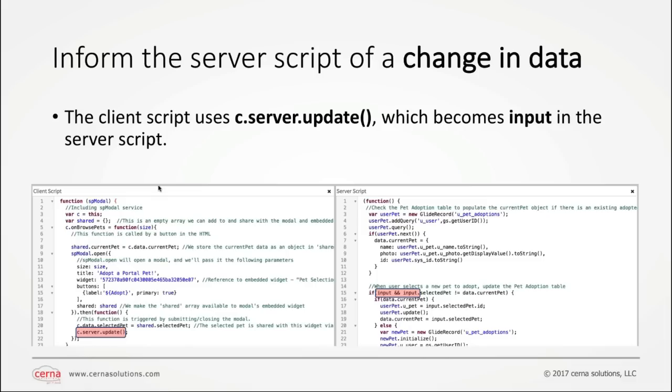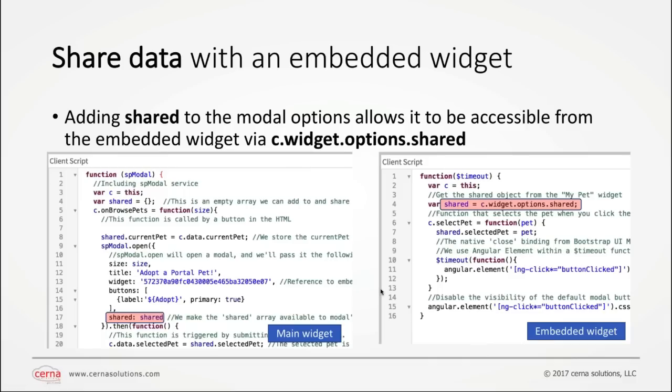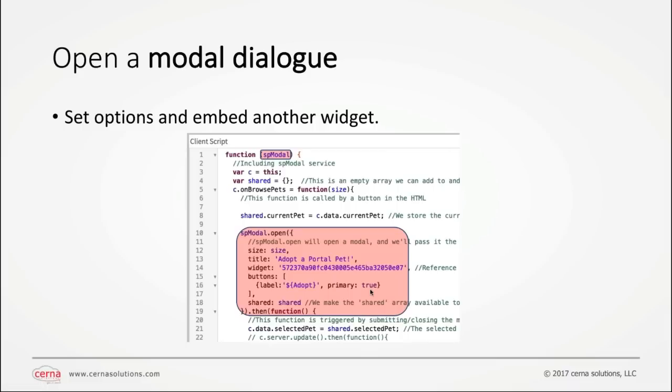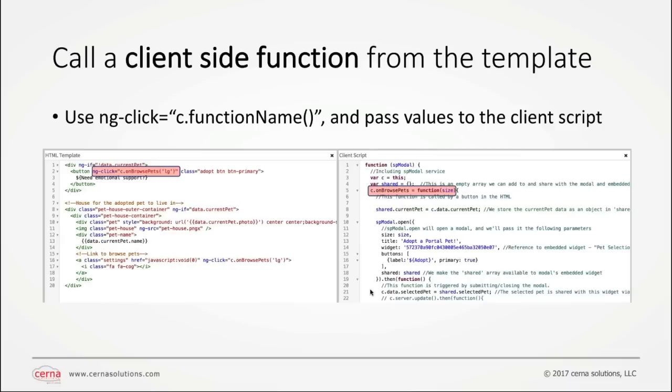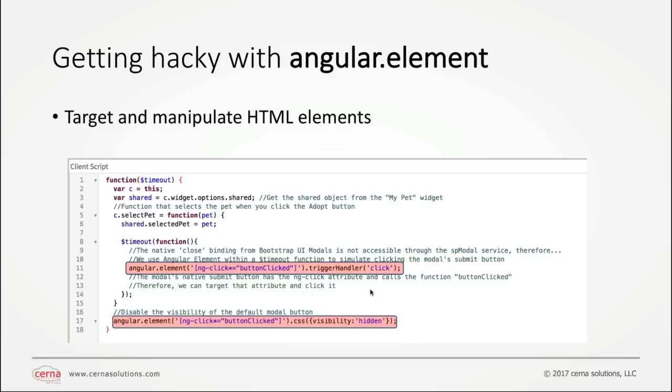We informed the server script of a change in data via c.server.update, which becomes the input object in the server script then. We shared data with an embedded widget by using a shared property. We opened up a modal dialog using the SP modal service. We called the client-side function from our template and passed it information. And we got hacky with the angular.element functionality to target and manipulate a button and click it and hide it without the user having to do anything.